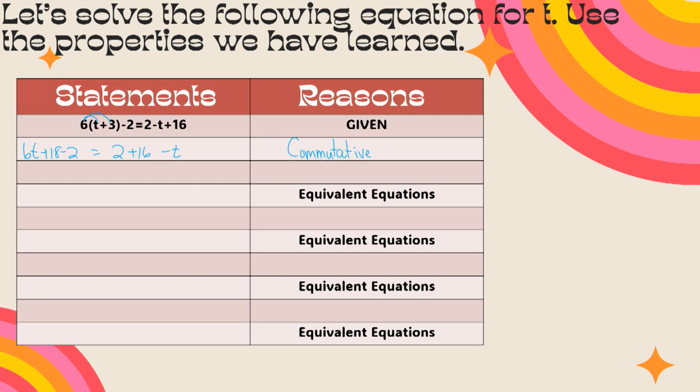So next what I want to do is get like terms together. So I'm going to combine these and have 6t plus 16, excuse me. And then I'm going to put these together and have 18 minus t. That is going to be my equivalent equation.